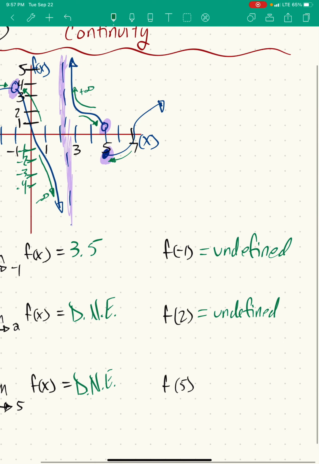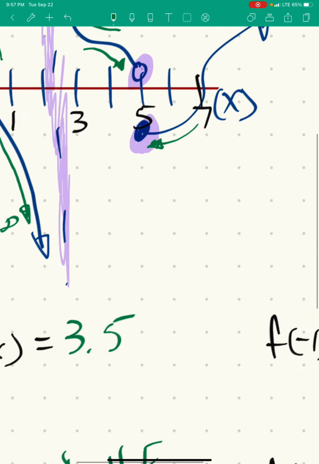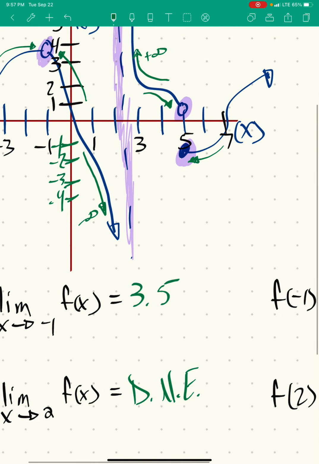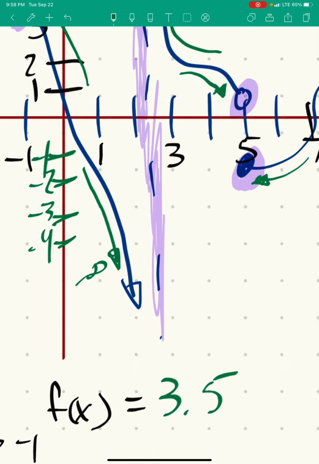But more clearly, let's look at what happens at f of 5. The function value at 5 certainly does exist. There's a point there. So the limit does not exist, but the function value does, and the value of f of 5 is actually -1.